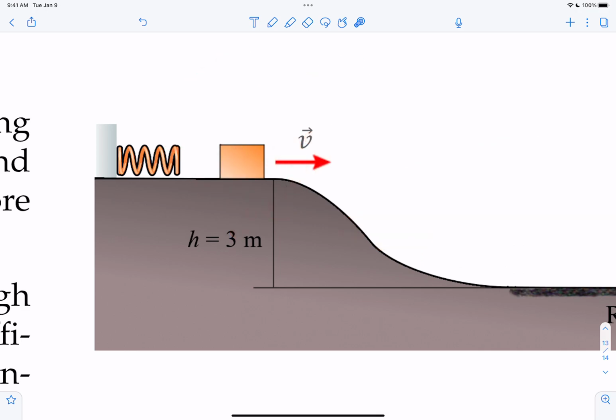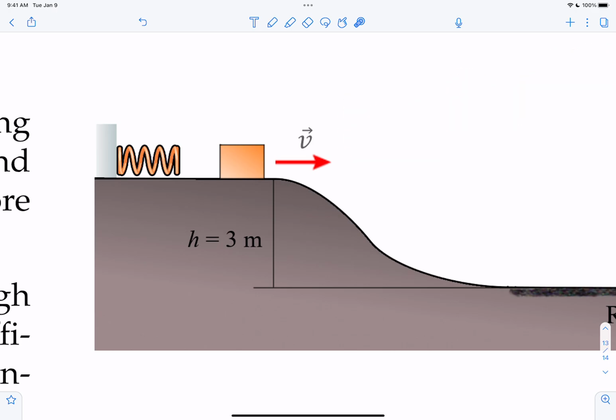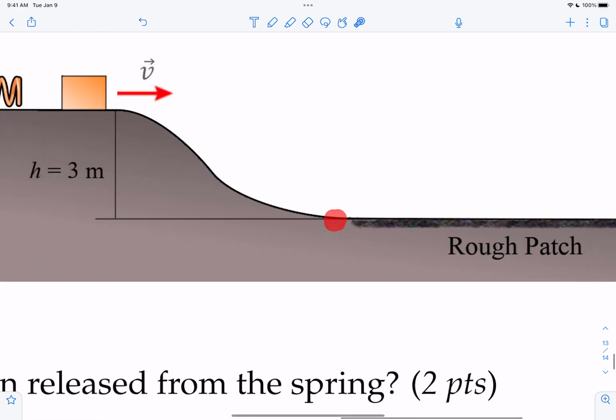There's no change in energy. Work is equal to 0, which is equal to change in energy, right? Energy is completely conserved. This is an isolated system. Now here at the bottom, height is equal to 0. So now you have absolutely no gravitational potential energy. Everything is all kinetic here at the bottom.